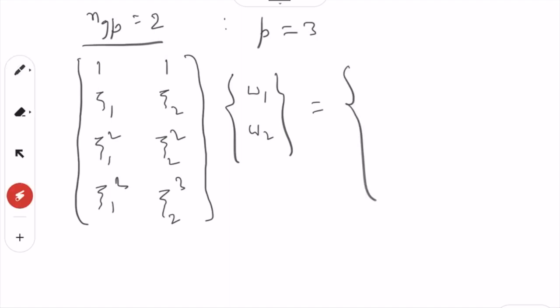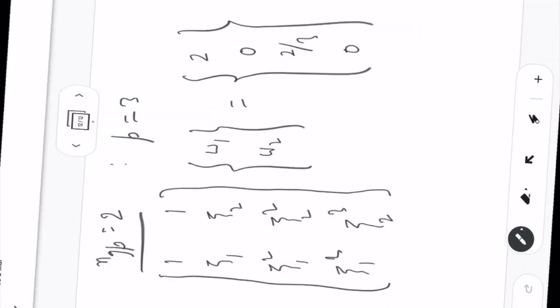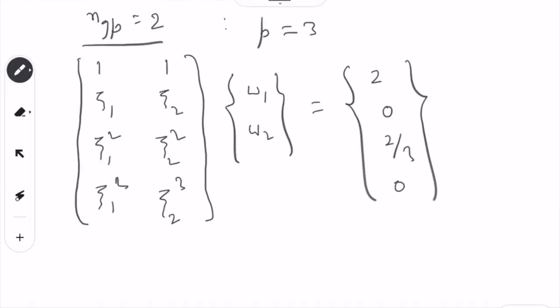It has to be 4 on this side, because we have 4 by 2, this is 2, this is 2 by 1, so it has to be 4 by 1. 4 by 1 is 2, 0, then 2 over 3, 0, like this. So this is the equation that we have to solve in order to get it.